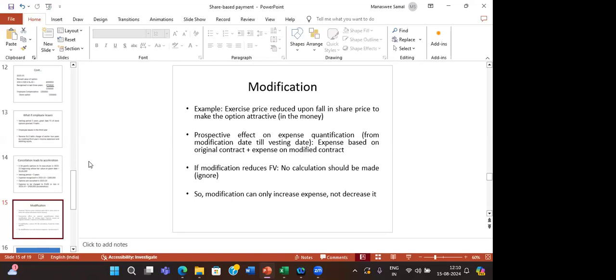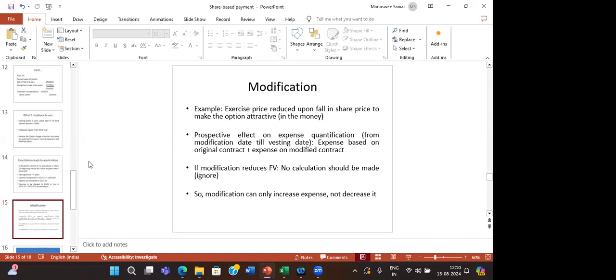Then to make the option look more attractive, or to make it move again to the money zone, the profit zone, that is when you say in the money, isn't it? Out of the money, in the money. So you revise the exercise price. Suppose initially you had said 100 rupees is the exercise price. Then today you are saying I have revised it to 60 rupees. So the question is, what is the impact of this modification as far as ESOP accounting is concerned?